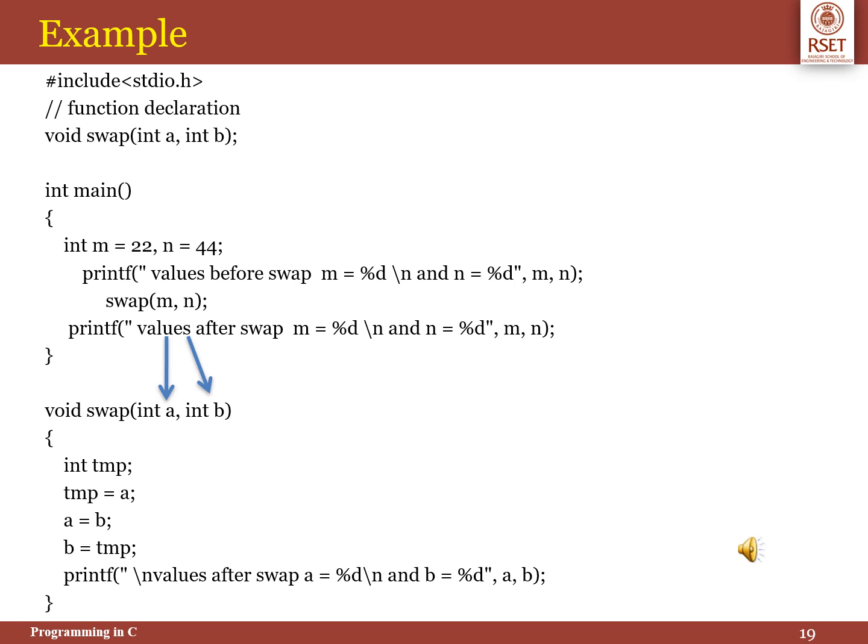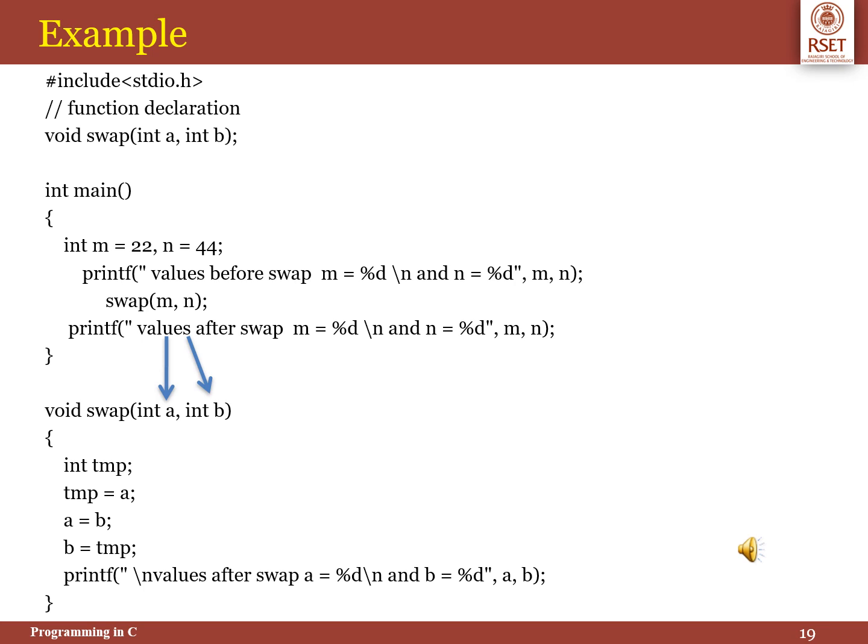Then the function swap is called, and the control is automatically transferred to the function swap. At that time, the values of m and n are copied to the variables a and b because it's a call by value method. Inside the function swap, a and b are swapped, so values of a and b are now changed to 44 and 22 after the swap operation.